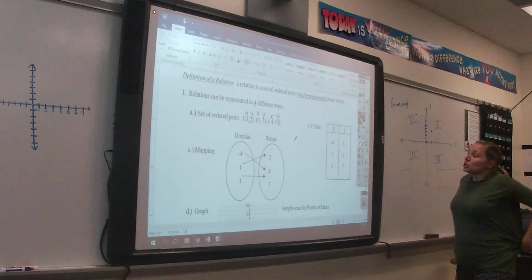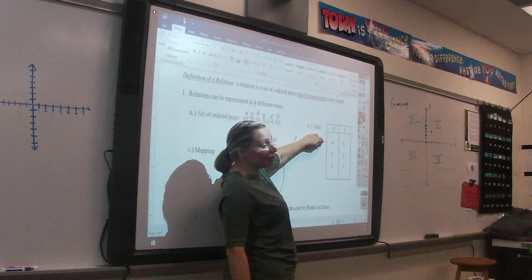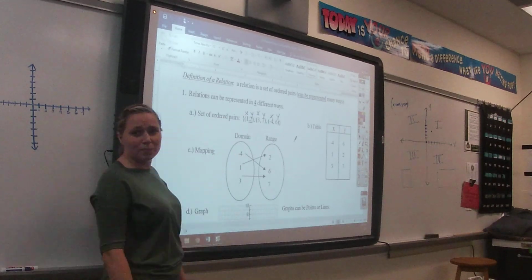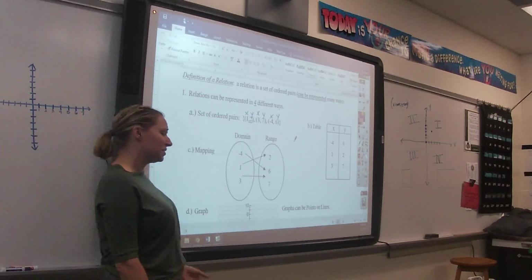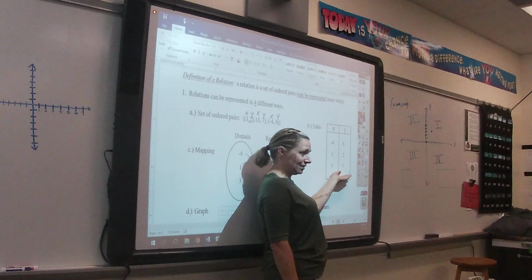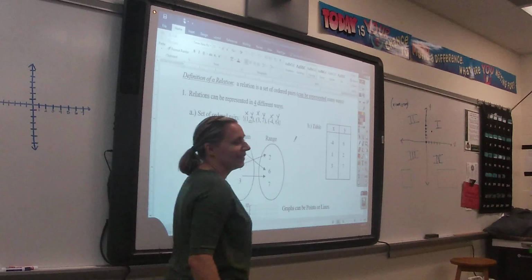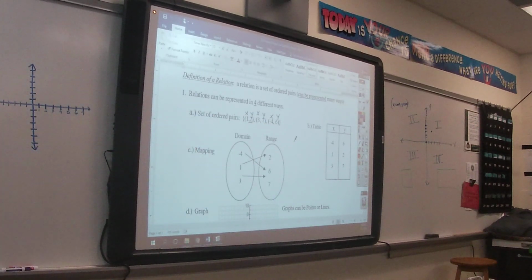Okay? So we should also know that we can do a table, and I'm not really sure where this came from, but more and more recently my students call these T-charts. Yeah, this is a table. Okay, it's a table.